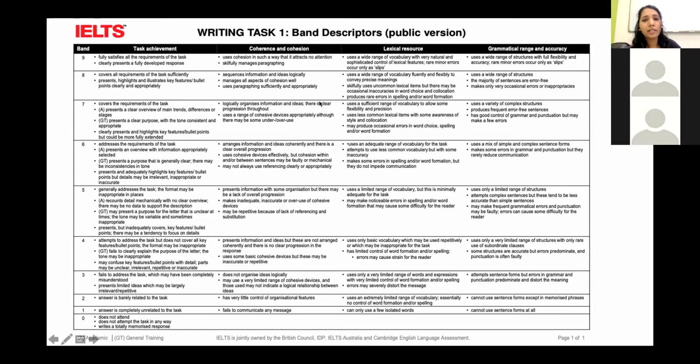That's very important. The third factor here for your band 7 is your lexical resource. Lexical resource means your vocabulary in general.